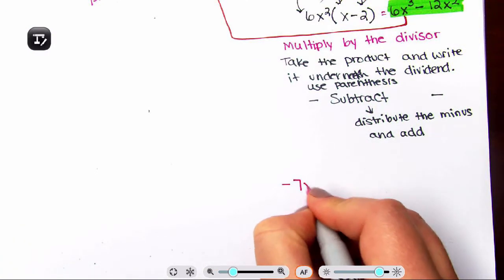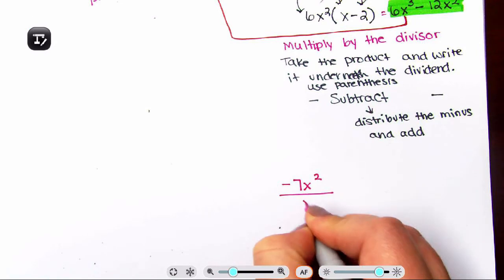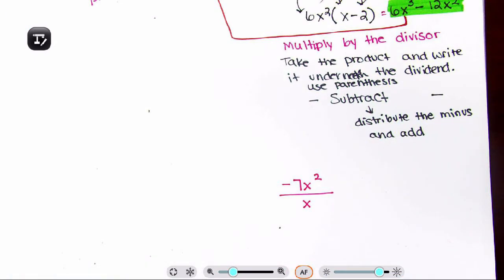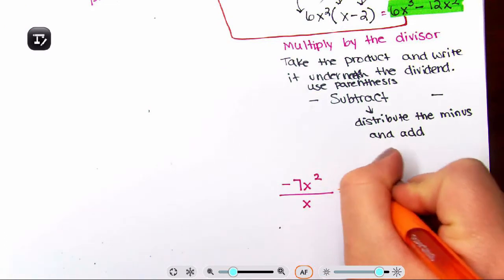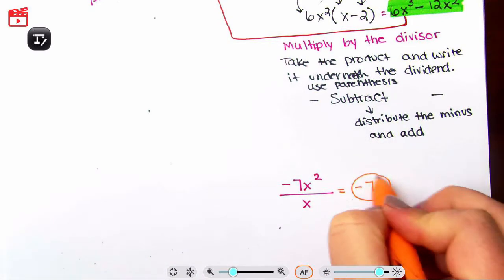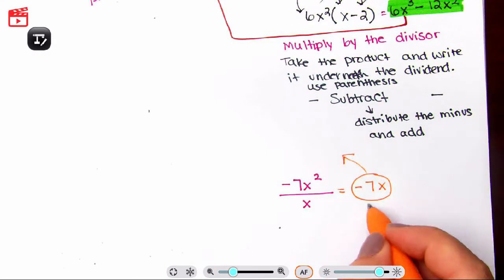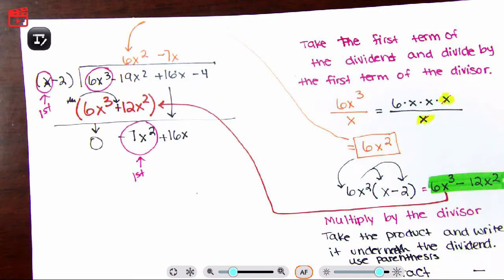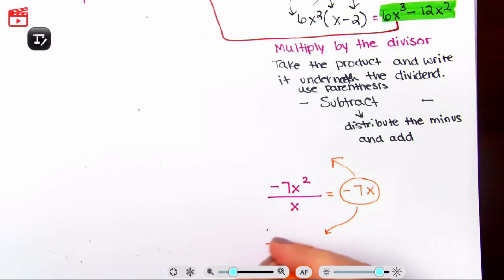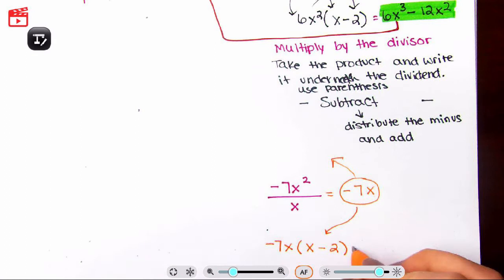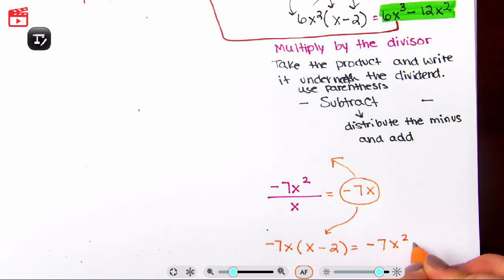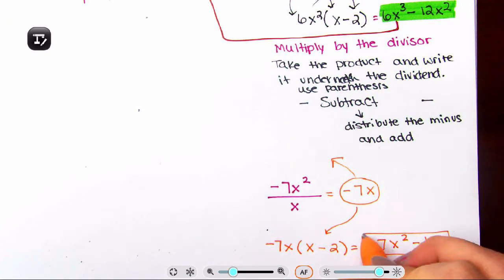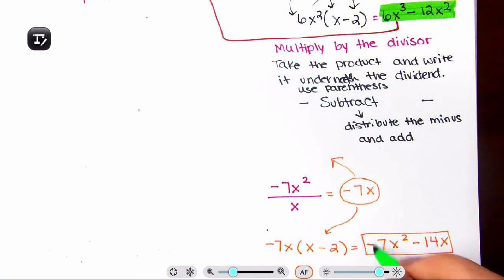Take what we have, the first term, divided by the first term of our divisor. You're going to simplify, which gives me negative 7x. I'm going to do two things. I'm going to write it on top so I don't forget, negative 7x. Then on the bottom, I'm going to take my negative 7x and multiply it by my divisor, which is x minus 2. This gives me negative 7x squared minus 14x. Taking this right here, I'm going to write it underneath.